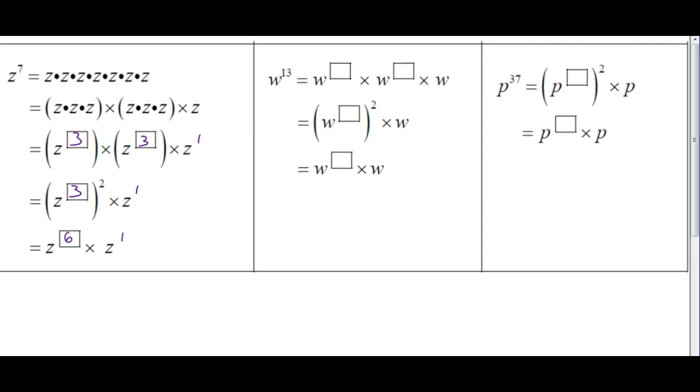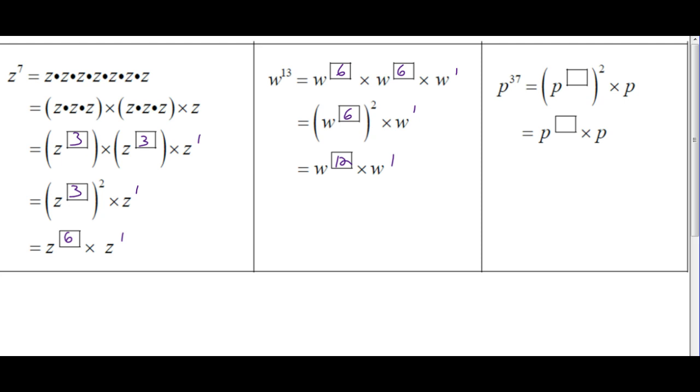W to the 13. It's going to be W to the 6 squared times W. So 13, we take 1 away, we get 12. We divide that by 2. Because I want to write it as the square of something because that has a square root. And that's the idea with simplifying radicals. So we've got W to the 6 squared times W. Remember, that's a 1 all the time, which is W to the 12th times W to the 1.